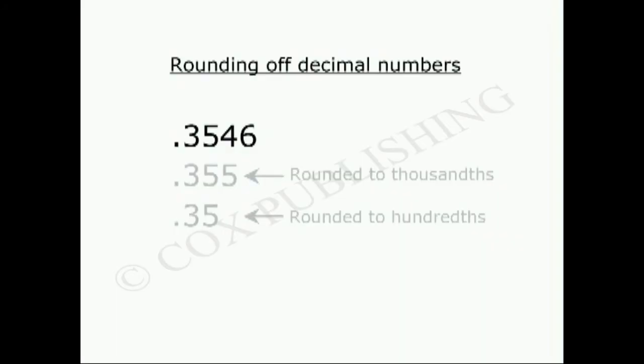The 3 is in the tenths place. I'm going to have to look at the number next to the 3 to see if I'm going to leave it 3 or round it up by 1. Since that number is 5, I have to round up the 3 to 4 and drop off the rest of the numbers. So this number rounded to the tenths place is 4 tenths. Excellent. That would be how you round off our original number to tenths.